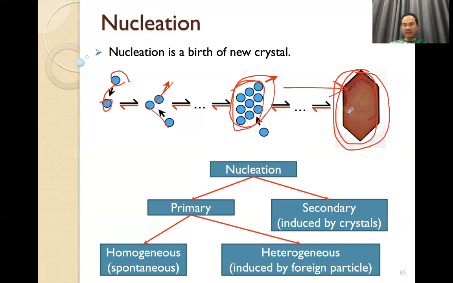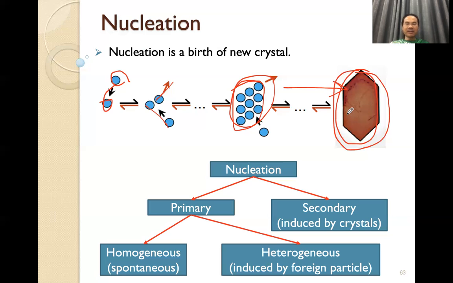But for heterogeneous nucleation, it also occurs at high supersaturation, but in the solution there may be foreign particles. It may be some dust, or the surface of the reactor or crystallizer, or some roughness. It may be induced by an outer surface. This is primary nucleation.